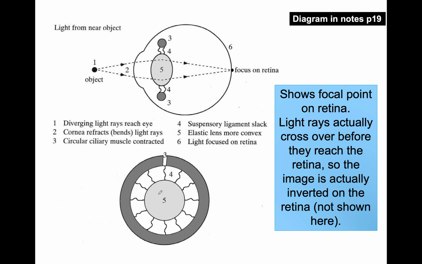So we need to understand how the shape of the lens can be altered. With light from a near object, it's necessary to have a lens which is more spherical. As I said, the lens itself is highly elastic, and it will return to that spherical shape unless there is tension applied to it.